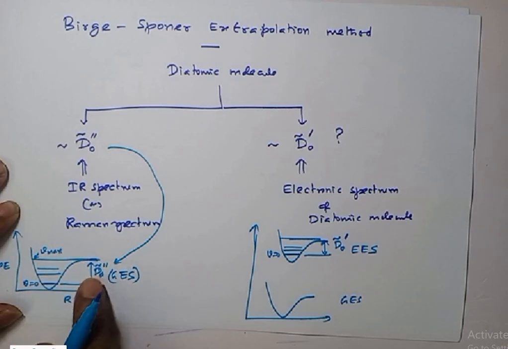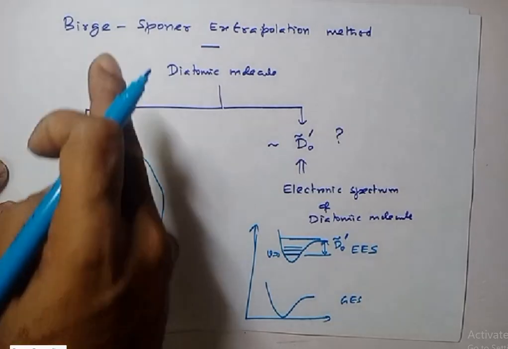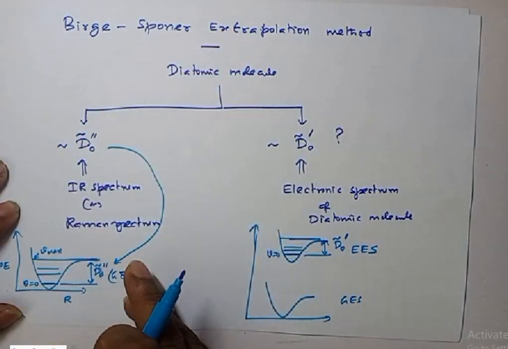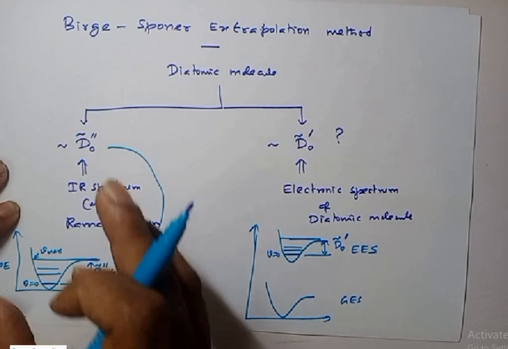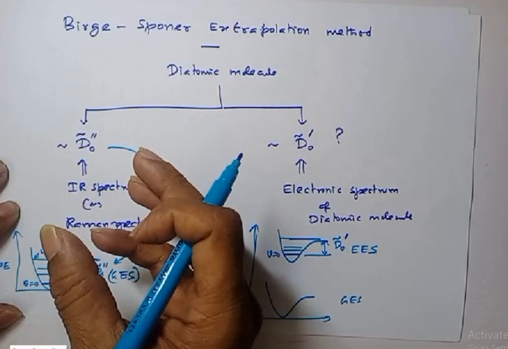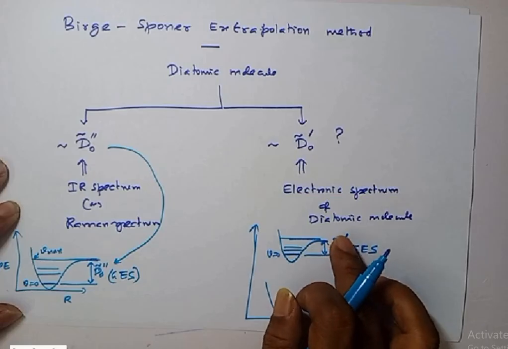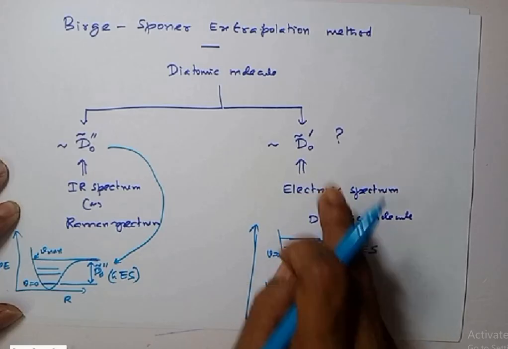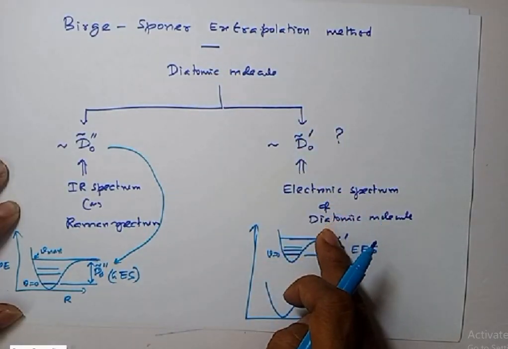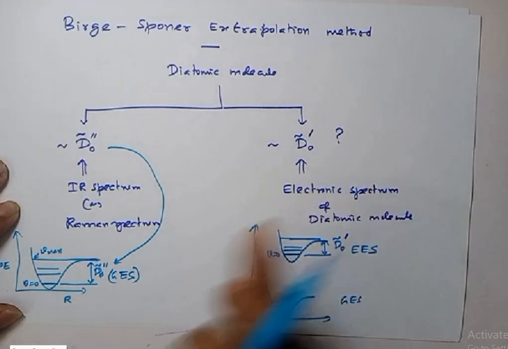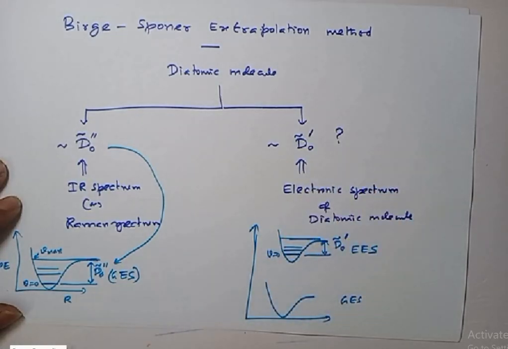D0 double prime we can obtain by using the Birge-Sponer extrapolation method from the IR spectrum data or Raman spectrum data. D0 single prime can be obtained by using the Birge-Sponer extrapolation method using the electronic spectrum results.